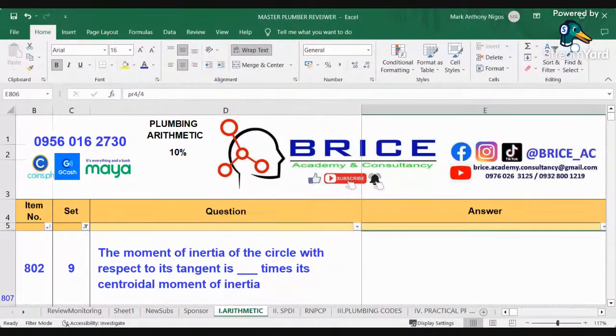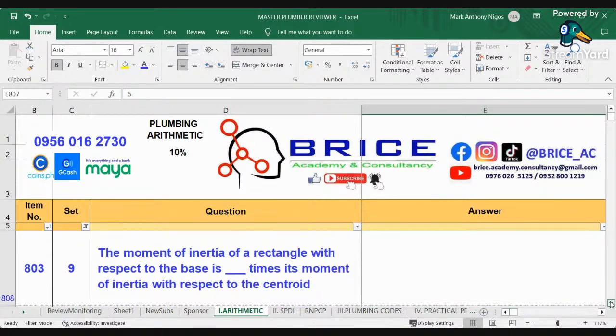The moment of inertia of the circle with respect to its tangent is blank times its centroidal moment of inertia. The answer is 5. So the moment of inertia of the circle with respect to its tangent is 5 times its centroidal moment of inertia. The answer is 5.